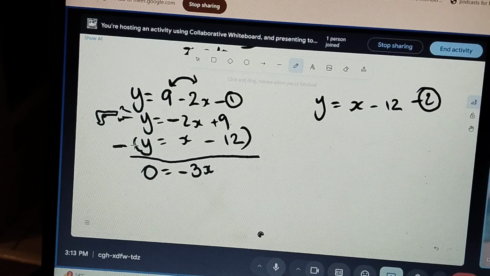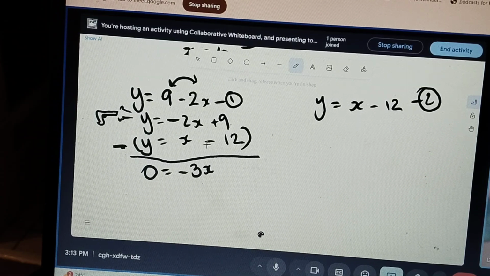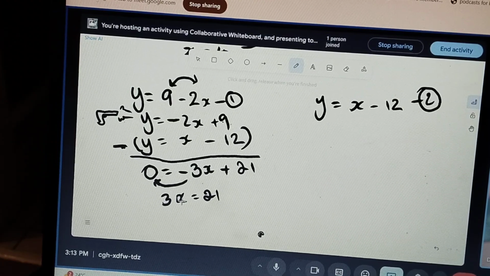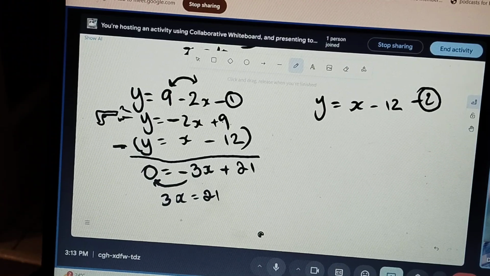And then I've got a 9 minus minus. Well, a minus and a minus makes a plus, right? So 9 plus 12 will be plus, what's 9 plus 12? That's 21, isn't it? Then I'm going to take the minus 3x over to that side, make it plus 3x equals 21, and then divide both sides by 3, or ask yourself, what is 3 times what is 21? Well, I know 3 times 7 is 21, so then x has to be 7.